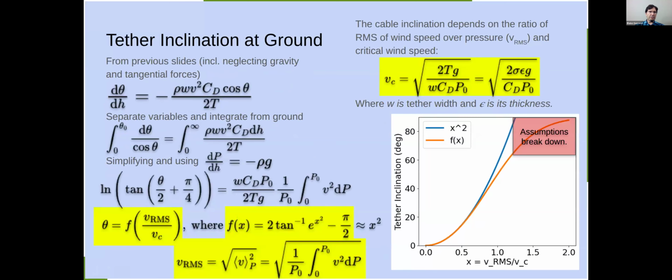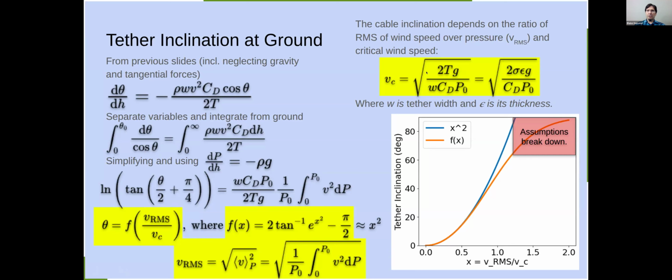If we combine the results from the two previous slides, we get a differential equation that gives you the shape of the ribbon. You can integrate that, and you find that the inclination at the base of the ribbon is some function of VRMS divided by V critical. So what are all those things? VRMS is basically the square root of the average of velocity squared integrated over pressure. So it's really this equation here. You want to think about it as a measure of the average wind speed, and it's the right measure that is going to make the formulas work out.